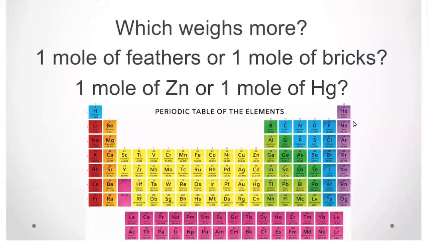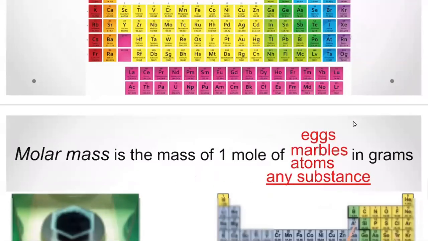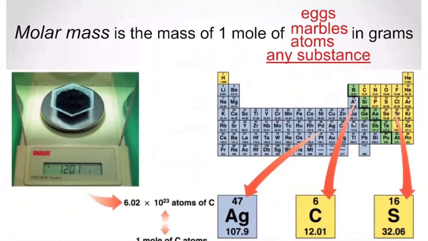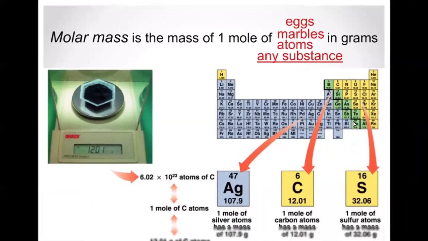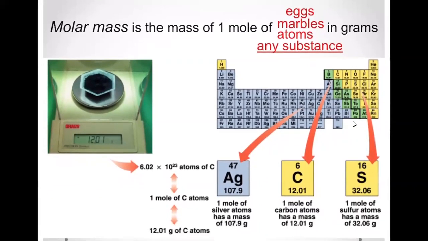And this is what we call the molar mass. What is the mass of 1 mole of a substance? So the molar mass is the mass of 1 mole of anything, eggs, marbles, in this case usually atoms or molecules and compounds. Its mass in grams. So if you had 1 mole of it, how much would it weigh in grams?